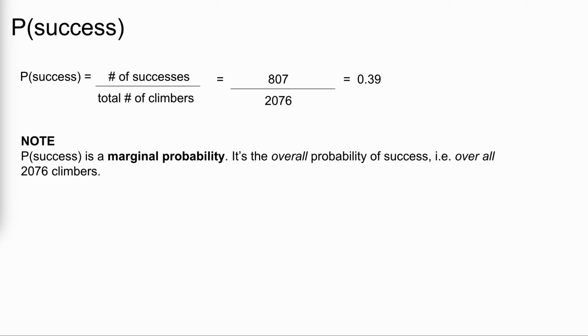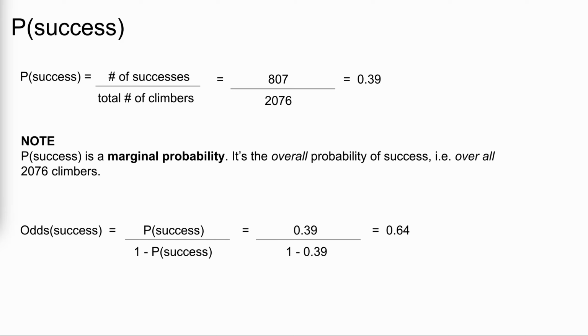Further, we can re-express the uncertainty of climbing success as odds by dividing the probability of success by 1 minus the probability of success, the result being 0.64. That is, the probability of climbing success is only 64% as high as the probability of failure.